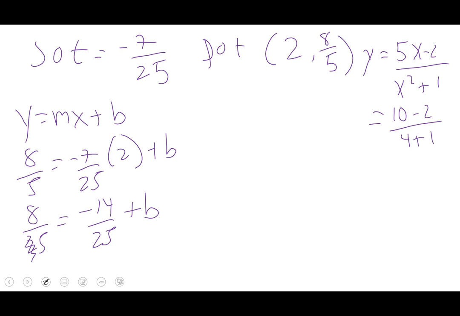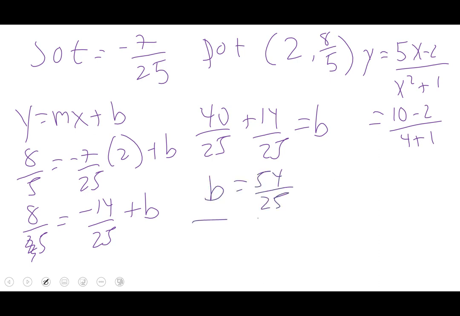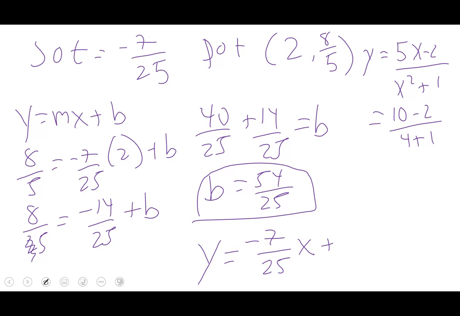I do, however, want to find a common denominator. So I'm going to take 8/5 and multiply top and bottom by 5. So that's going to give me 40/25 plus 14/25. And that's going to equal my b, which means that b is a total of 54/25, not something that can easily be reduced or simplified. So my final answer, the equation of my tangent line, is y equals negative 7/25 x plus 54/25. And again, maybe you can see how the quotient rule certainly is going to escalate quickly.